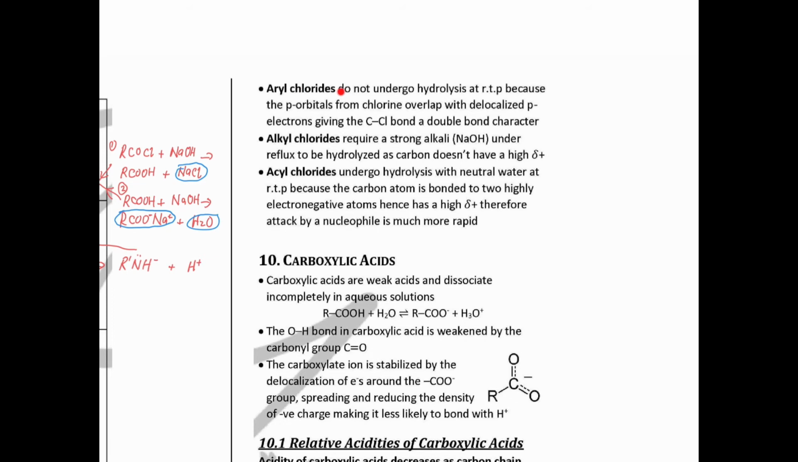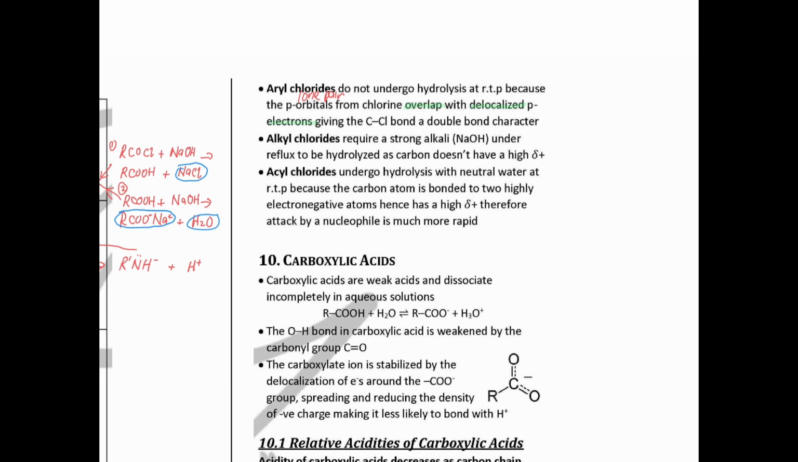Aryl chloride, that is the chlorobenzene, does not undergo hydrolysis at RTP because the p orbitals from chlorine, the lone pair from chlorine, overlap with delocalized p electrons, giving the C-Cl bond a double bond character. Double bond character means very hard to break the C-Cl bond, so the Cl is hardly removed away, so OH could hardly come in, so that's why they are not reactive. The important word here is the lone pair overlap. The lone pair from chlorine overlap with the delocalized electrons.